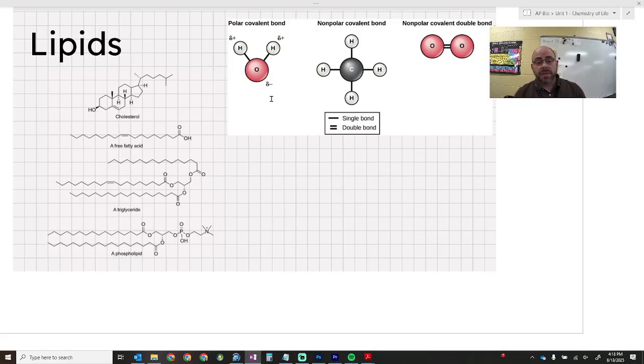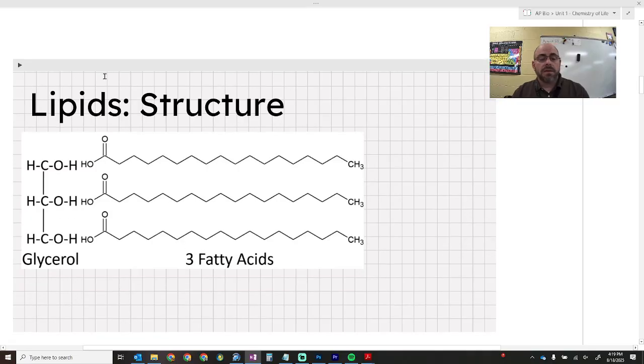The main function for lipids is energy storage, so more long-term, but we see other uses for lipids as well. Insulation, particularly for mammals, protection for vital organs, cell membrane structure. We're going to get into this.